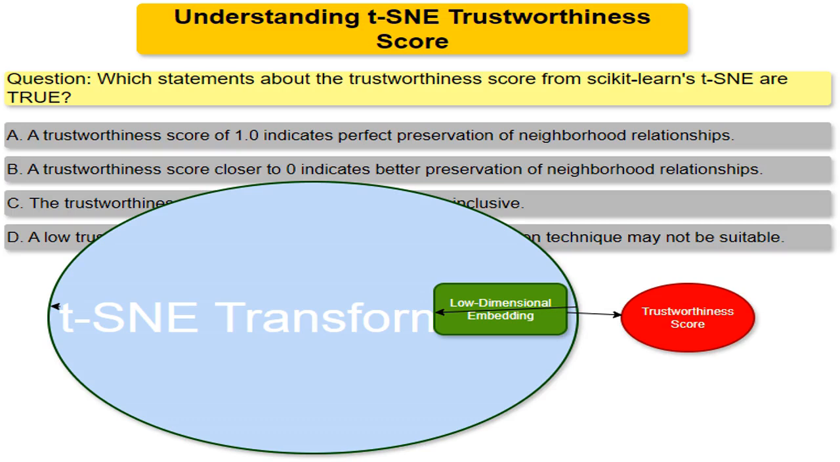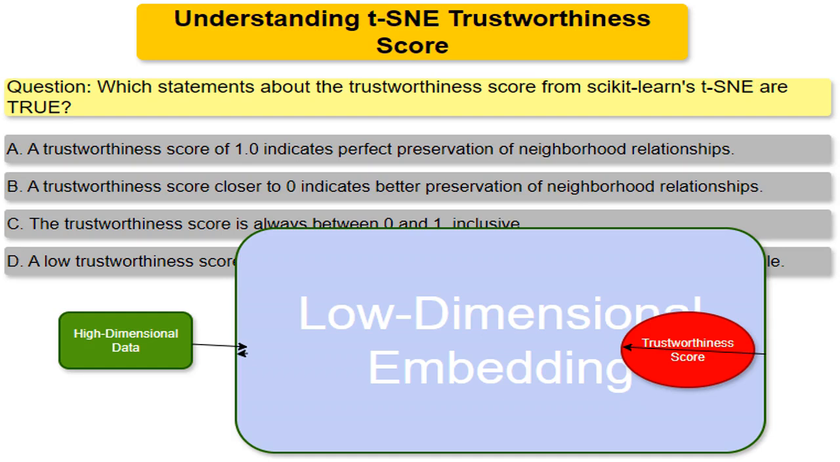t-SNE is a specific algorithm designed to reduce the dimensionality of data while trying to preserve the local neighborhood structure. It aims to transform your high-dimensional data into a lower-dimensional representation, usually 2D or 3D, for visualization. This is the result of the t-SNE transformation, a lower-dimensional representation of your original data, suitable for plotting and visual inspection. The trustworthiness score helps you determine if this representation accurately reflects the relationships in your original data.